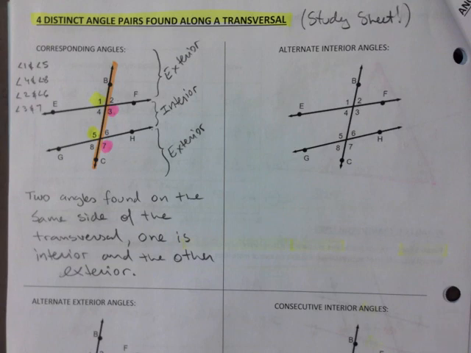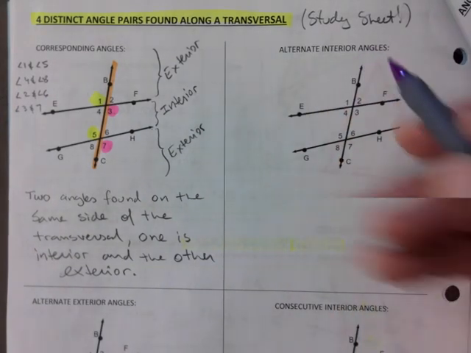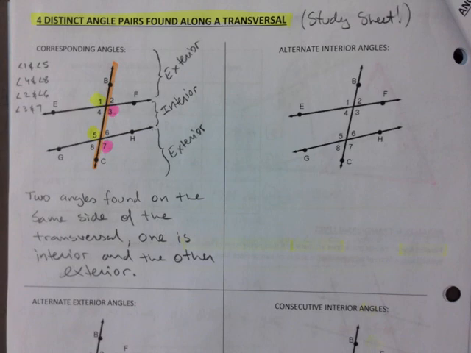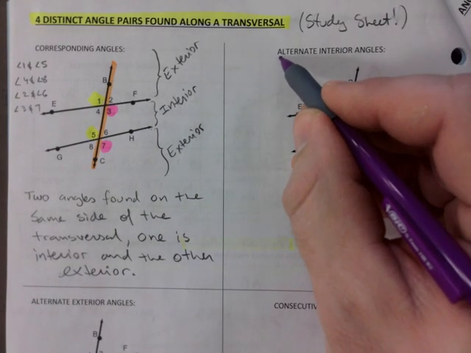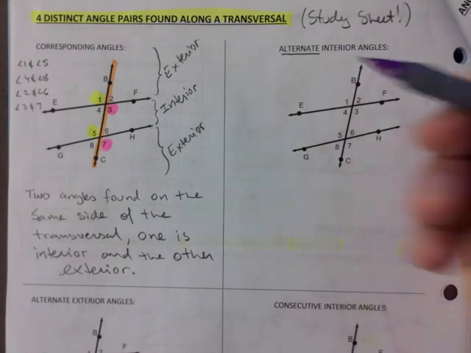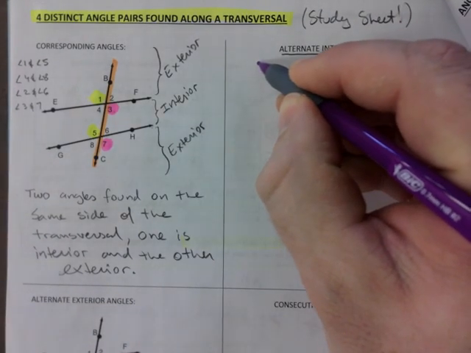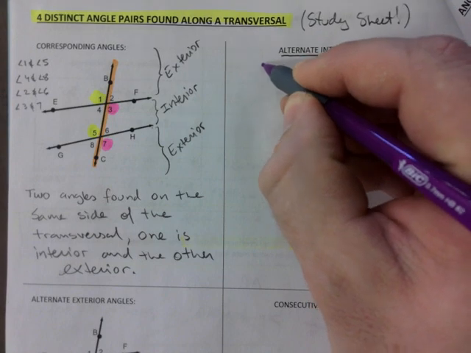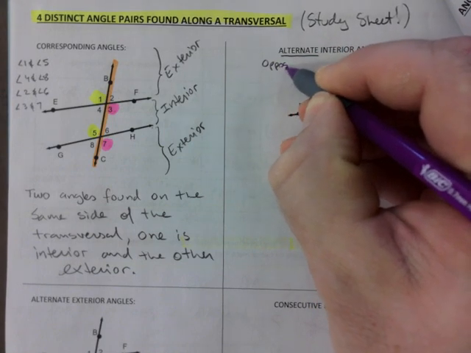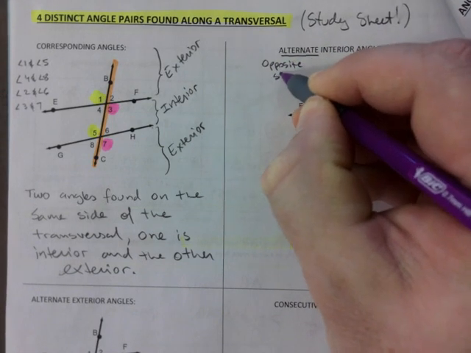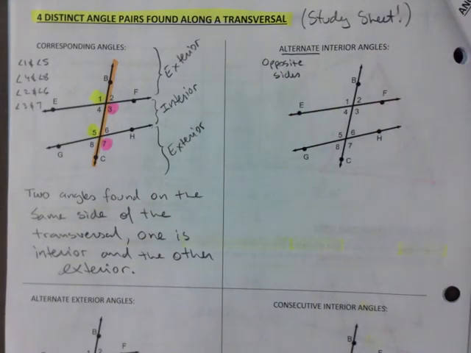Remember that, or have it on your study sheet, and you don't need to remember. Next, alternate interior angles. This word alternate, right? It means opposite. I want you to think of alternate as opposite sides of the transversal.